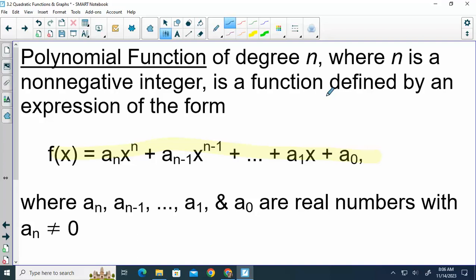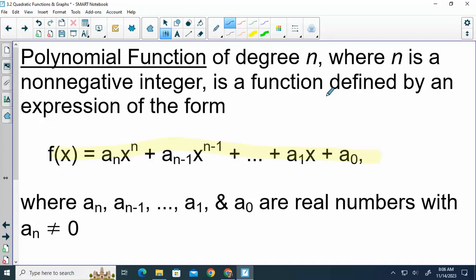This one's written in decreasing form. It actually doesn't have to be. Since it tells us n is a non-negative integer, in a polynomial all of your exponents are non-negative integers. In other words, they're whole numbers: 0, 1, 2, 3, 4. So we can't have negative exponents, we can't have decimal or fraction exponents, nothing ugly like that. Just nice, pretty exponents as we're going through it.